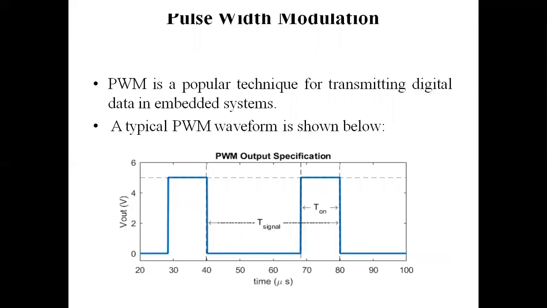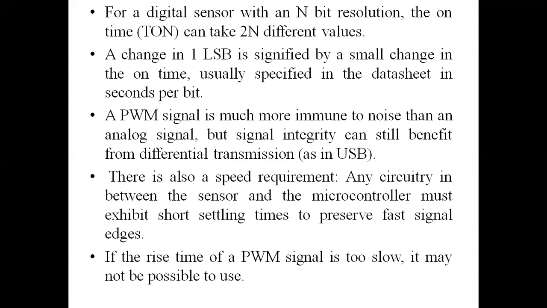What about the case of PWM? So actually PWM is pulse width modulation. It is a popular technique for transmitting digital data in embedded systems. Okay, so actually it is shown below. So for a digital sensor, if you are considering n-bit resolution, the on time, that is T on, can take 2 to the power n different values. Okay, and similarly, a change in one LSB is signified by a small change in the on time, usually specified in the data sheet in seconds per bit.